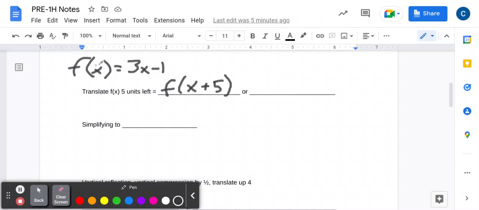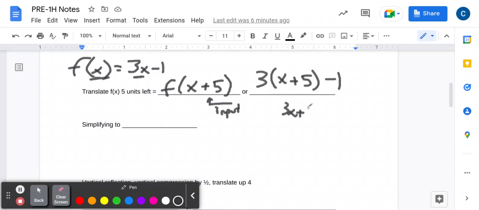Well, now we're still going to take our f function, which is 3x minus 1, but now instead of x, we're going to have x plus 5, because x plus 5 is now the new input. It replaces the input x with the input of x plus 5. All right, simplifying this down, we have 3 times parentheses x plus 5, which is 3x plus 15, and minus 1, which gives us 3x plus 14.